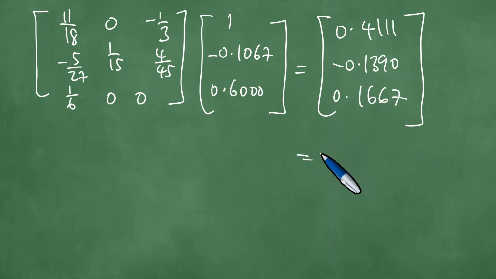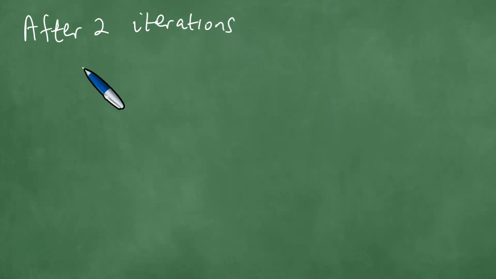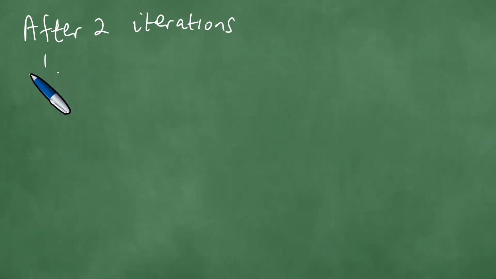Okay, the biggest magnitude is 0.4111. We factored it out, and we have 1, 0.3380, 0.4054, and we make a couple of observations that after 2 iterations, one over lambda 3 plus 6 is 0.4.